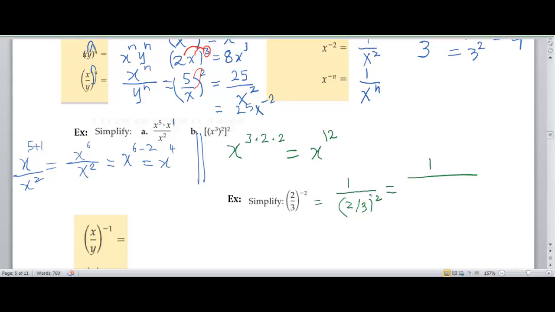2/3 squared, we know this rule here, x over y to the n is x to the n over y to the n, so that's 2 squared, which is 4, divided by 3 squared, which is 9, and then 1 divided by 4 over 9, you flip it, so it's 9 over 4. So 2/3 raised to the -2 power is actually 9 over 4.